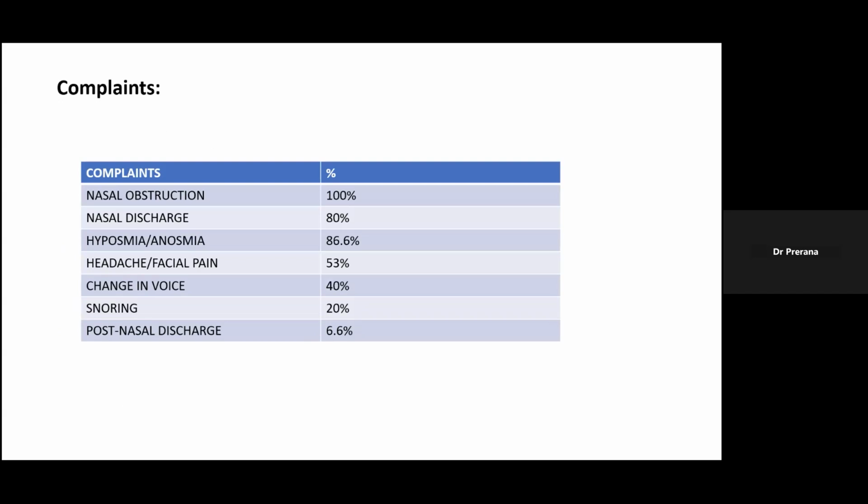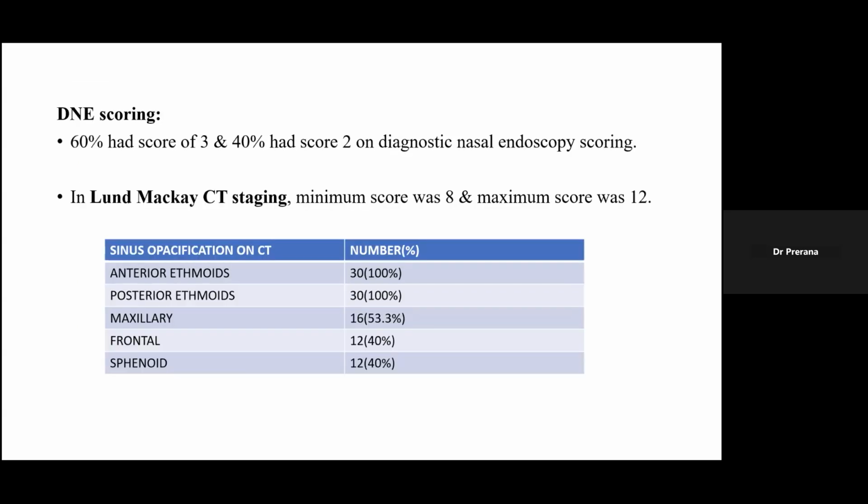So, the most common presentation of these patients was nasal obstruction, followed by hyposmia or anosmia. Following that was nasal discharge, headache or facial pain, change in voice, snoring, and post-nasal drip. When we did diagnostic nasal endoscopy scoring, 60% of the patients had a score of 3 and 40% of patients had a score of 2.